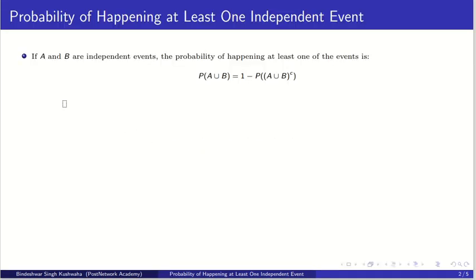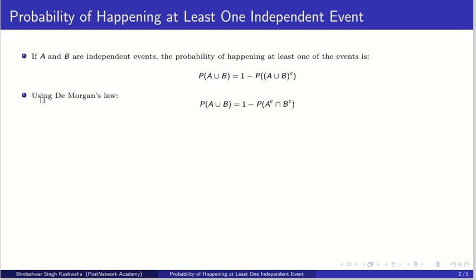So if A and B are independent events, the probability of happening at least one of the events is P(A union B). That can also be expressed as 1 minus P((A union B) complement).